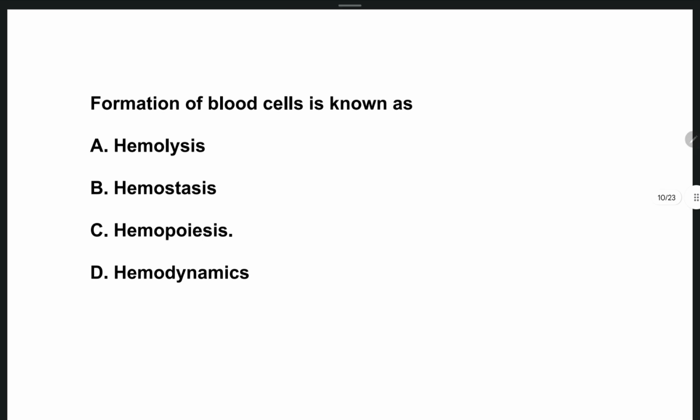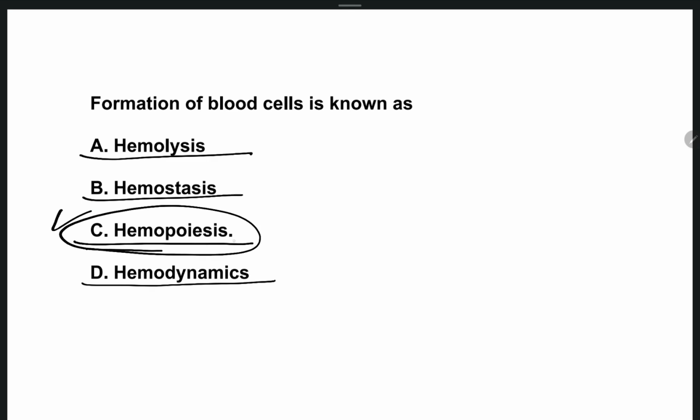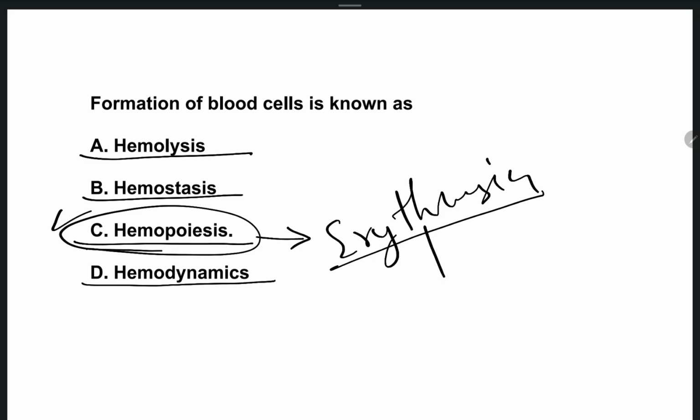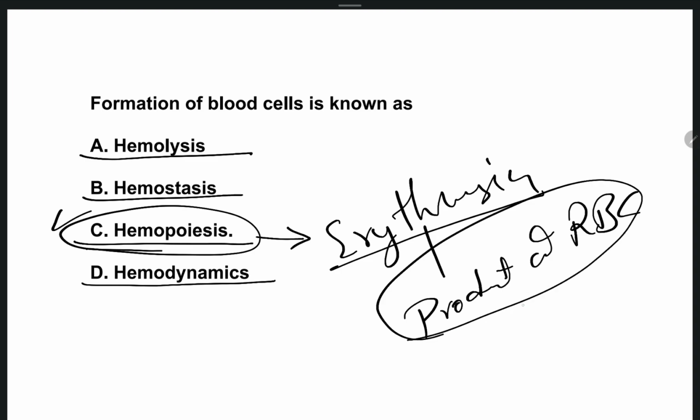The next question is, formation of blood cells is known as. Options are hemolysis, hemostasis, hemopoiesis, hemodynamics. The right one is option C, hemopoiesis. Hemopoiesis is also known as erythropoiesis. That is production of red blood cells. Where does it happen? Production of red blood cells happens in the bone marrow.